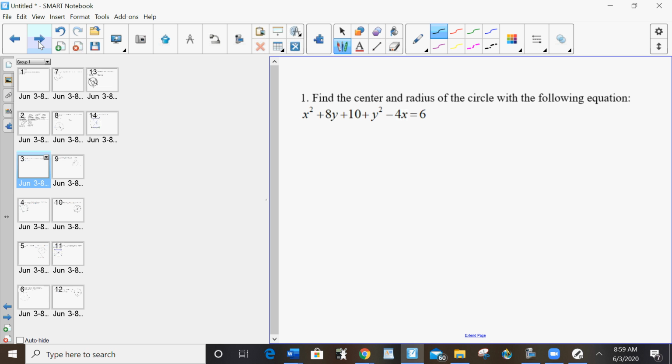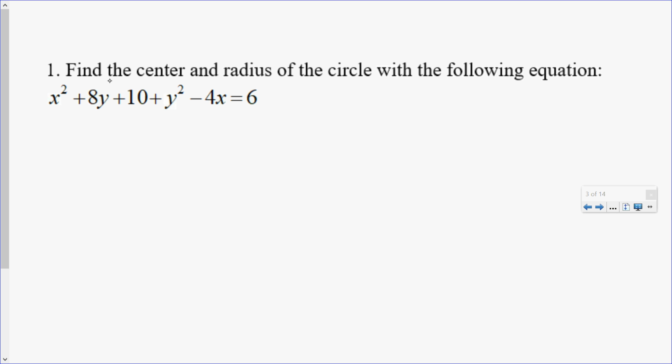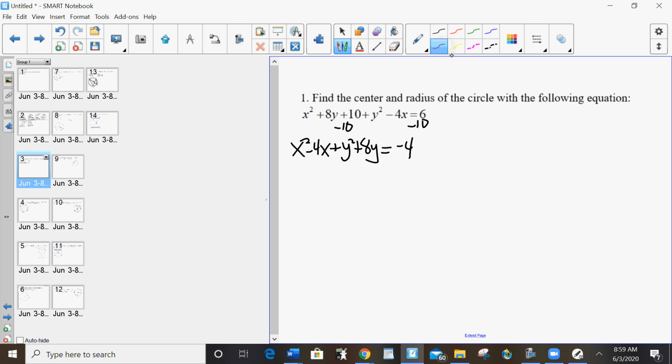To find the center and radius, I need to start by putting the equation into center radius form. I need all the variables on one side, all the constants on the other side. So I got to move this 10 over. I'm going to write the x's together, and I'm going to write the y's together, and the constants again go on the other side. Now I'm going to complete the square for the x's. I'm going to complete the square for the y's.